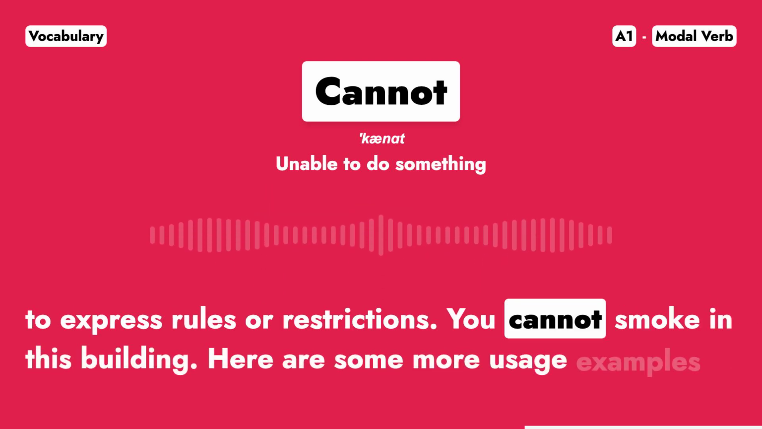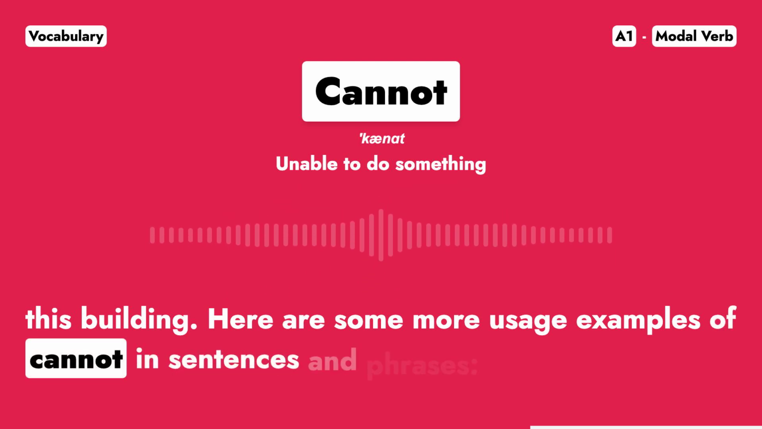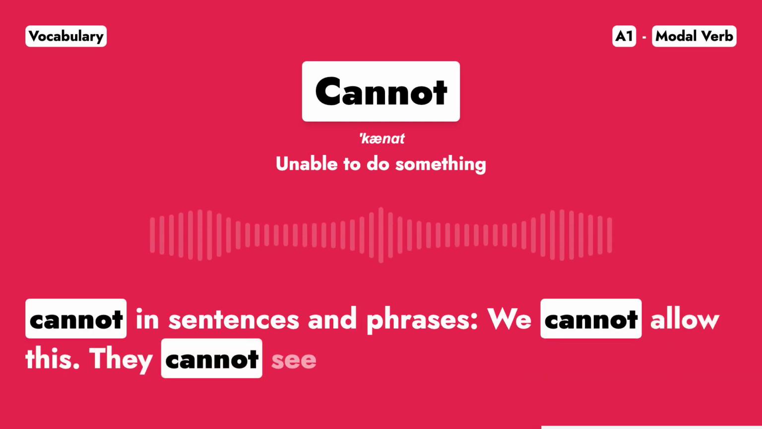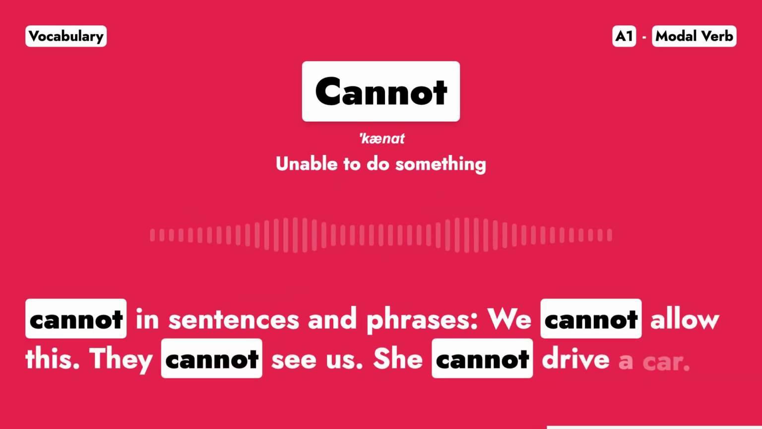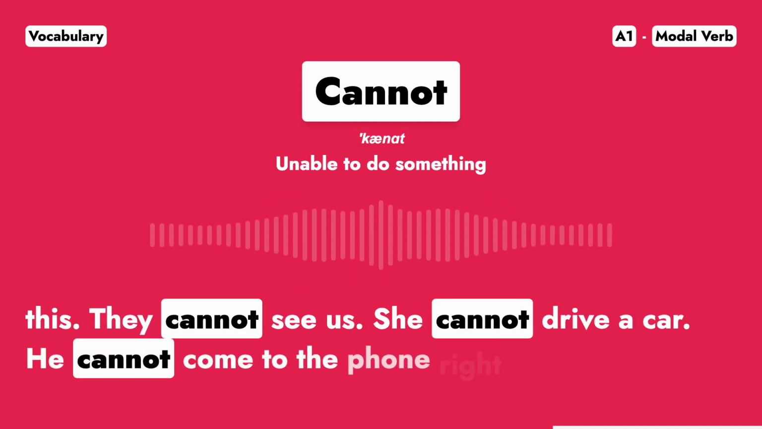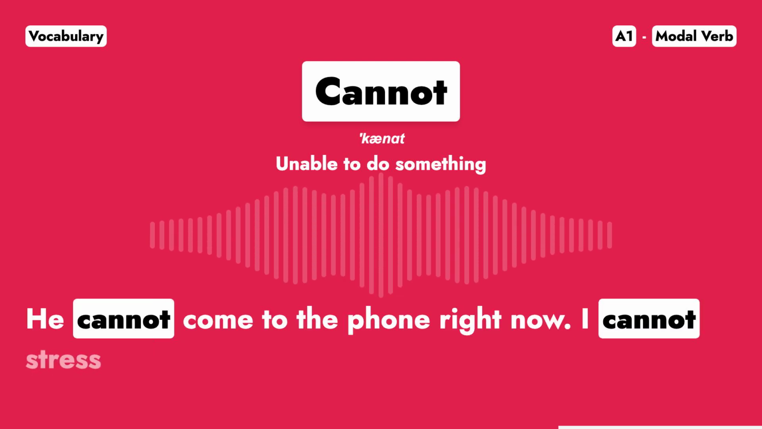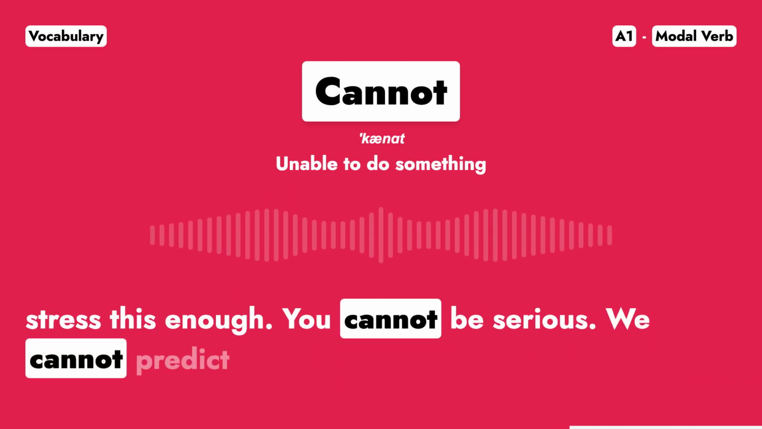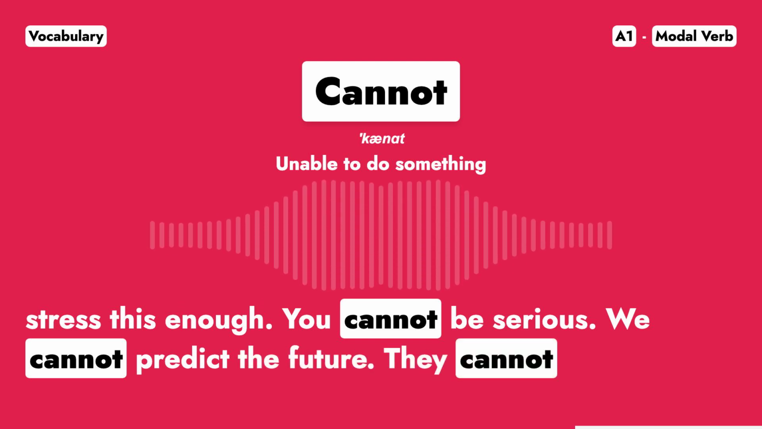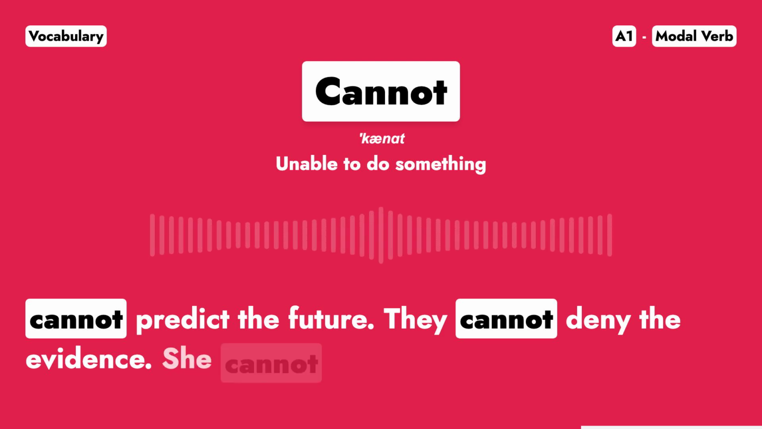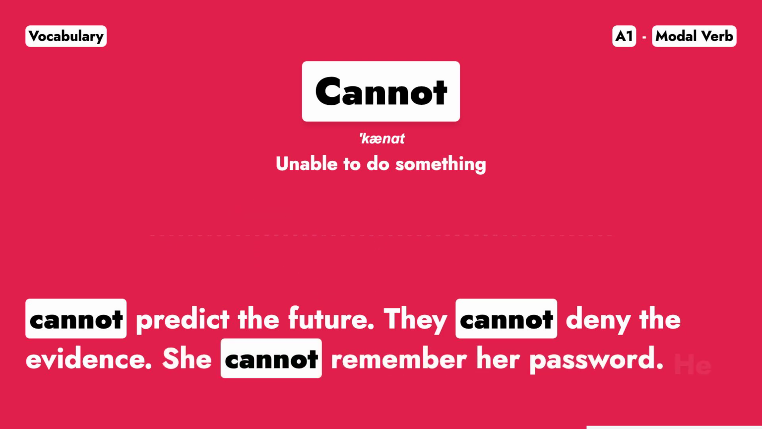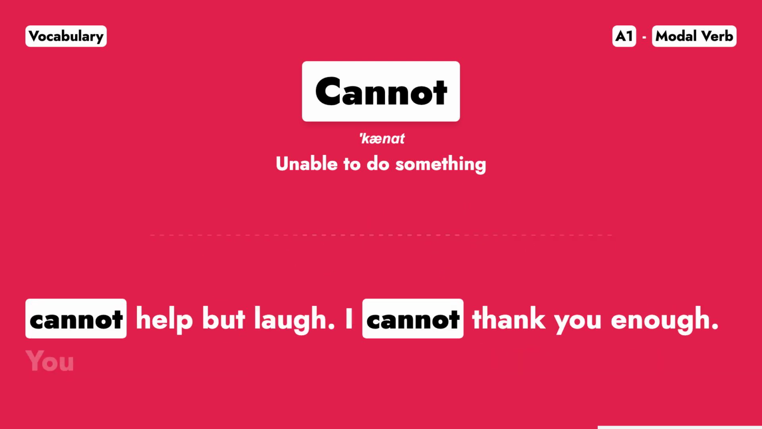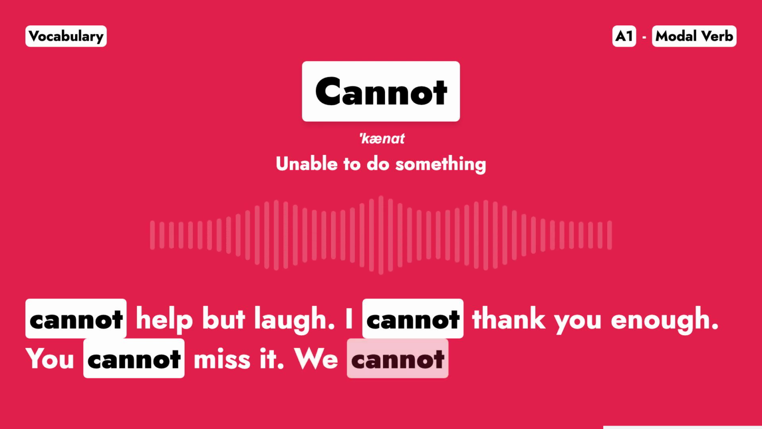Here are some more usage examples of cannot in sentences and phrases. We cannot allow this. They cannot see us. She cannot drive a car. He cannot come to the phone right now. I cannot stress this enough. You cannot be serious. We cannot predict the future. They cannot deny the evidence. She cannot remember her password. He cannot help but laugh. I cannot thank you enough. You cannot miss it. We cannot wait.